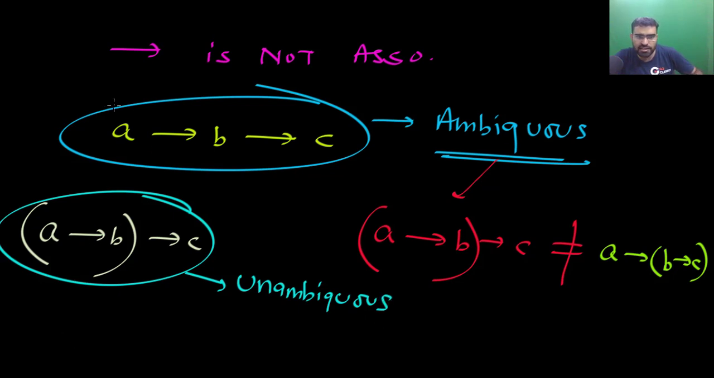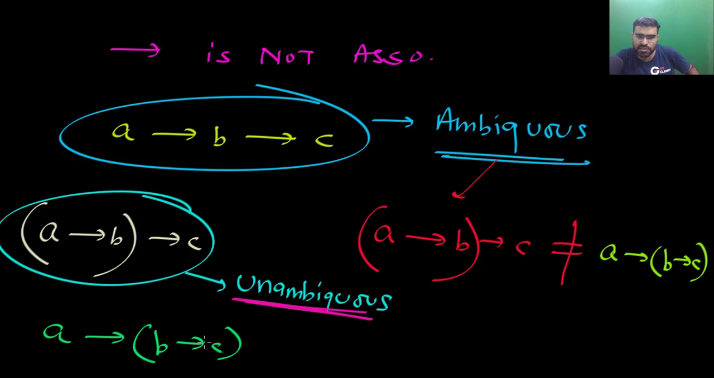So if I write like this, if I give you proper parenthesis, this parenthesis I am giving you, then this expression will be unambiguous. Or if I want to evaluate this second implication first, then I should give this expression like this.